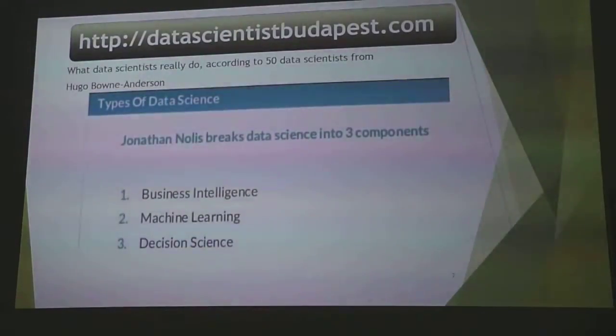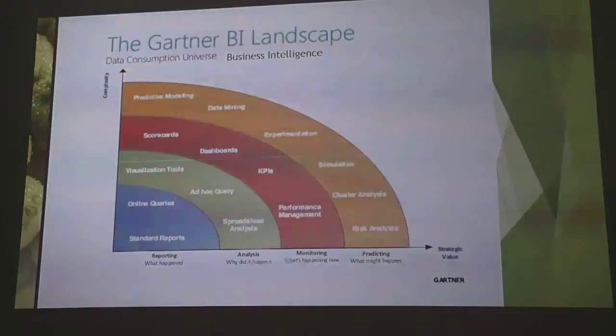That's the slide I want to read to you because it mentions business intelligence. Jonathan Norris breaks data science into 3 components: business intelligence, machine learning, and decision science. So when you want to study data science, it's very useful to become familiar with a business intelligence tool. It can be Excel, Power BI, QlikView, or Tableau. And decision science is very interesting. You should read something about that.